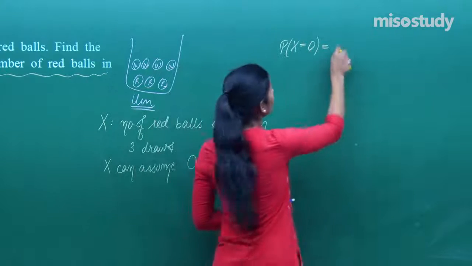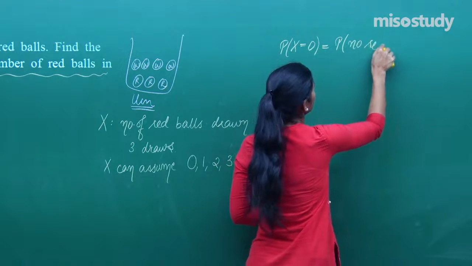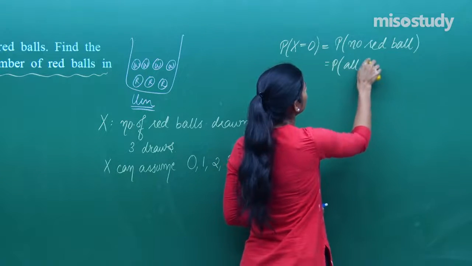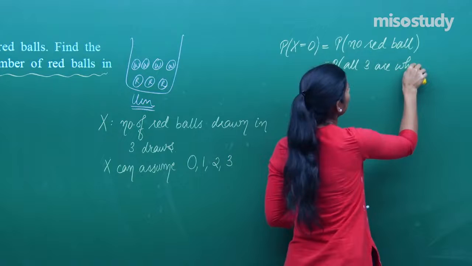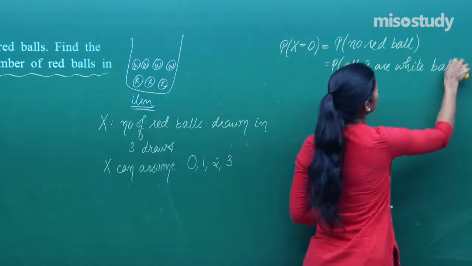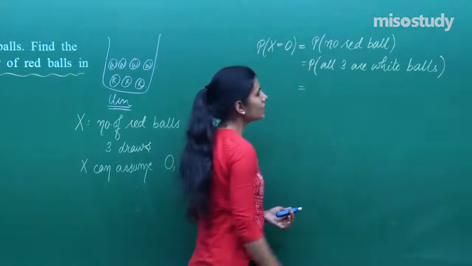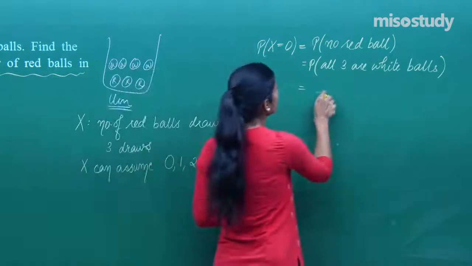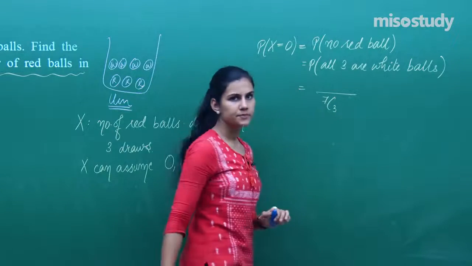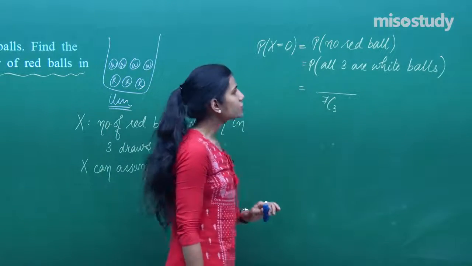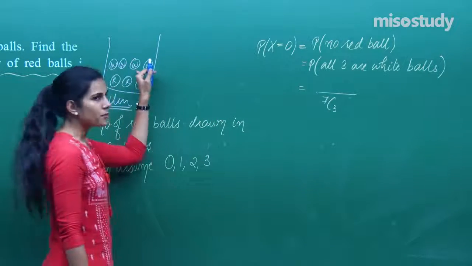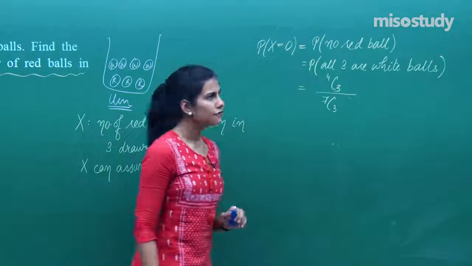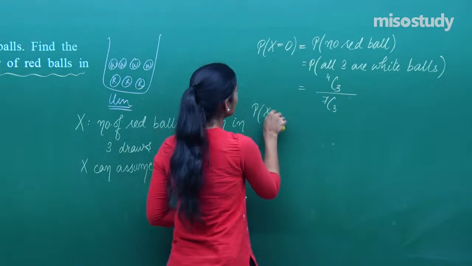Probability of no red ball occurring. No red ball means all 3 are white balls. You've drawn 3 balls, all 3 are white. What is the probability that all 3 are white balls? Total number of ways in which 3 balls can be drawn from this urn of 7 balls is 7C3. And how many ways will 3 white balls be drawn from this urn? There are 4 white balls, so 4C3. Fine. Next, probability of X equals 1.